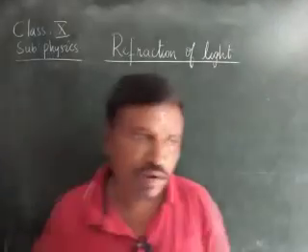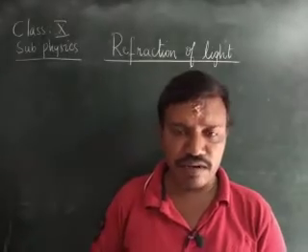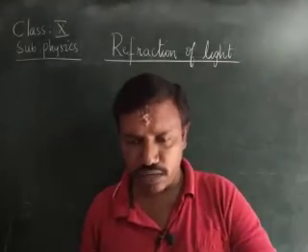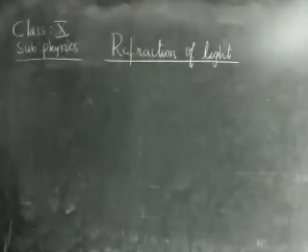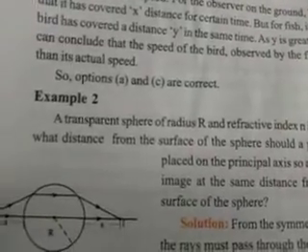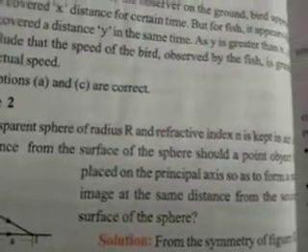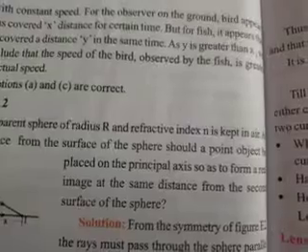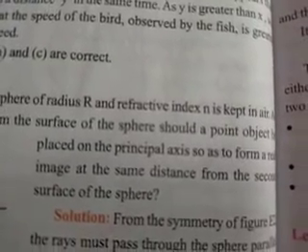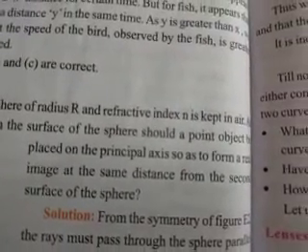Today we'll be learning about some more problems. Just look here. Here is a question, children. A transparent sphere of radius r and refractive index n is kept in air. At what distance from the surface of the sphere should a point object be placed on the principal axis so as to form a real image at the same distance from the second surface of the sphere?